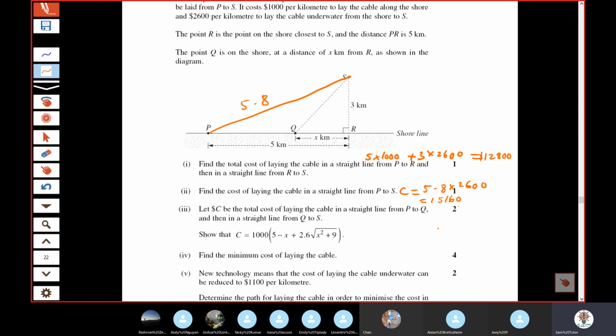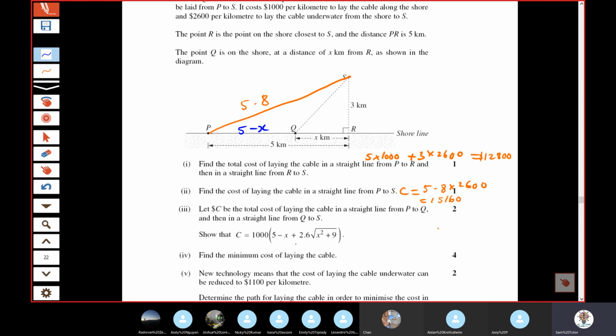Let C be the total cost of laying the cable in a straight line from P to Q and then in a straight line from Q to S. Show that the cost is this. I think we got this. I actually do believe you guys have this. So tell me the distance from P to Q. You can see answers here, answers there. You've been taught that already from last year. So, Eden, go ahead. P to Q is 5 minus X, right there.